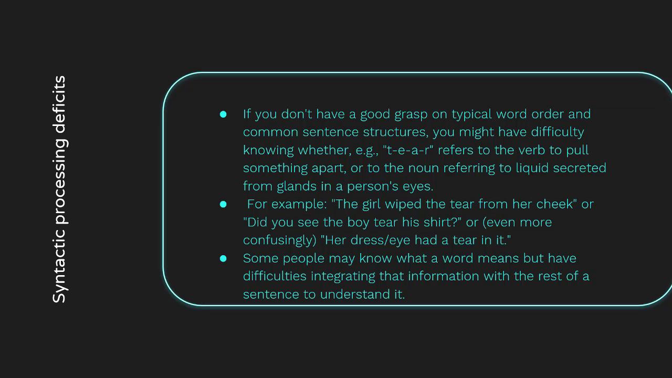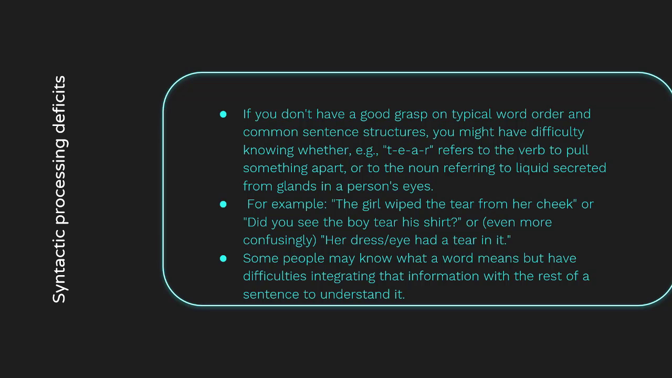So the second reason is syntactic or syntax processing deficits. If you don't have a good grasp on typical word order and common sentence structures, you might have difficulty knowing whether, for example, the word that's spelt T-E-A-R refers to the verb to pull something apart, or to the noun referring to a liquid secreted from the glands in a person's eyes. In other words, tear or tear. For example, when you read a sentence, the girl wiped the tear from her cheek, or did you see the boy tear his shirt? My knowledge of the sentences, my understanding of the meanings of the words help me determine how to pronounce tear or tear.